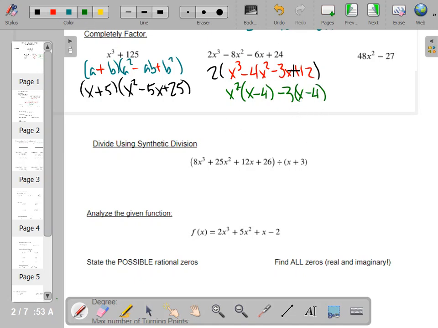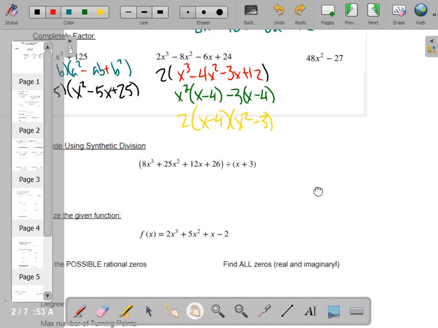So when you bring out a -3, -3x times -4 is +12. Okay, what's supposed to happen if you can factor by grouping is these are the same. So you can tell I ran into a mistake there. X minus 4 and the other factor is x squared minus 3. Don't forget the 2 out front. This sometimes could be factored more. Like if that was a 9, that'd be x plus 3, x minus 3. But since 3 is not a perfect square, you are finished. That's all we're going to do for now.